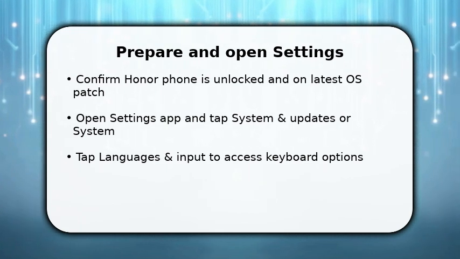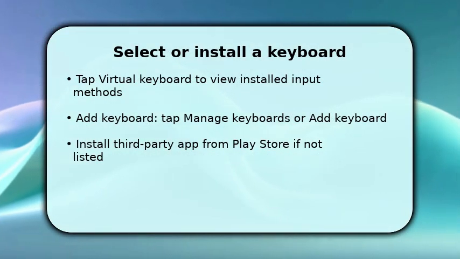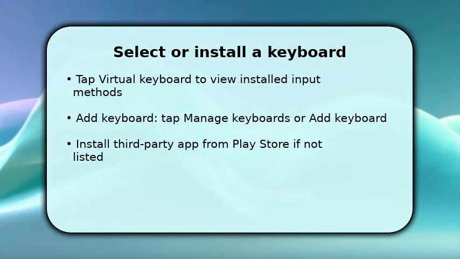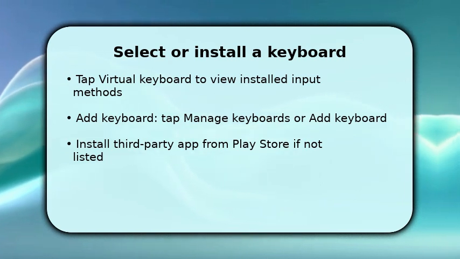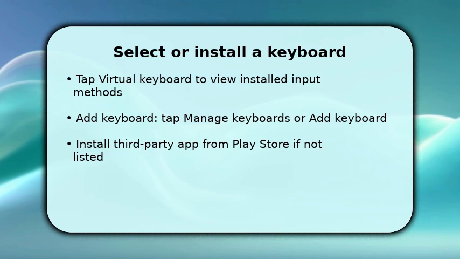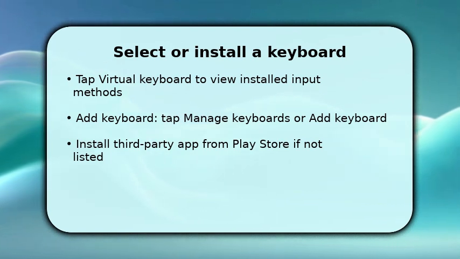You tap Virtual Keyboard to reveal the list of active and available input methods. This is where you switch or add. Once there, choose Manage Keyboards to enable a pre-installed option or tap Add Keyboard to select languages and layouts.